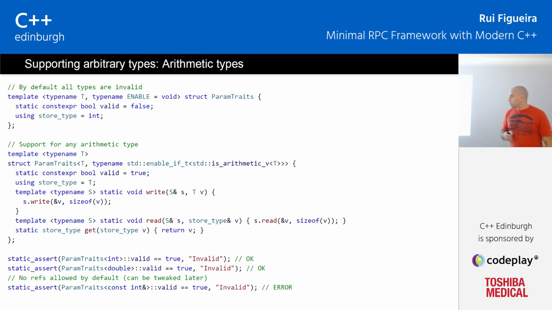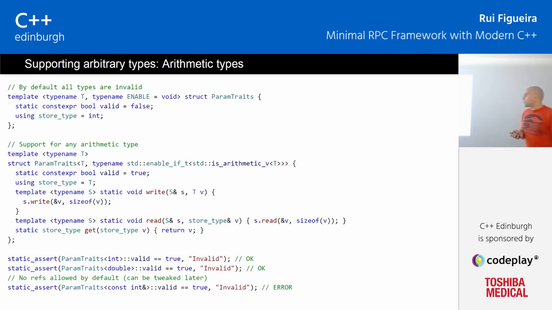So let's put together the param traits for arithmetic types. By default, all types are invalid. So you can't use anything else unless you specifically say, okay, this type is valid for RPCs. So by default, we set it as false. Valid is false. Nothing can be used. This is the little trick for the SFINAE later on when you specialize.